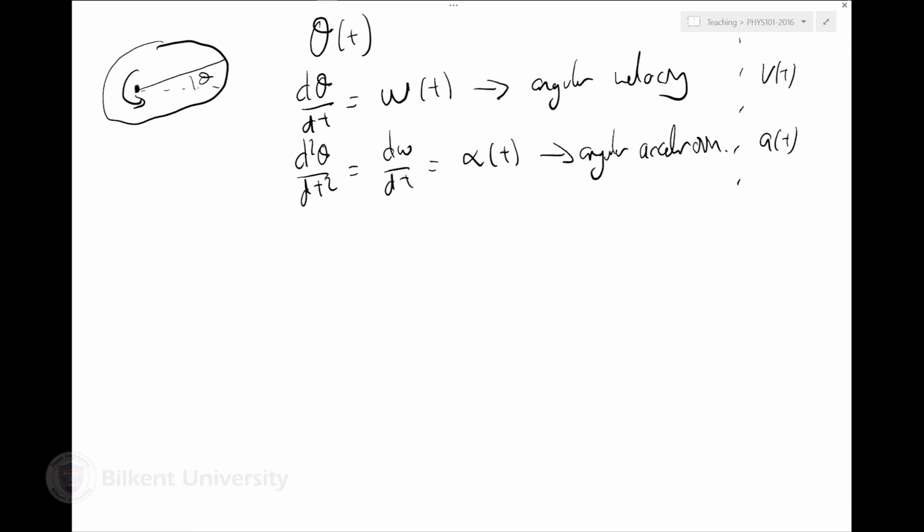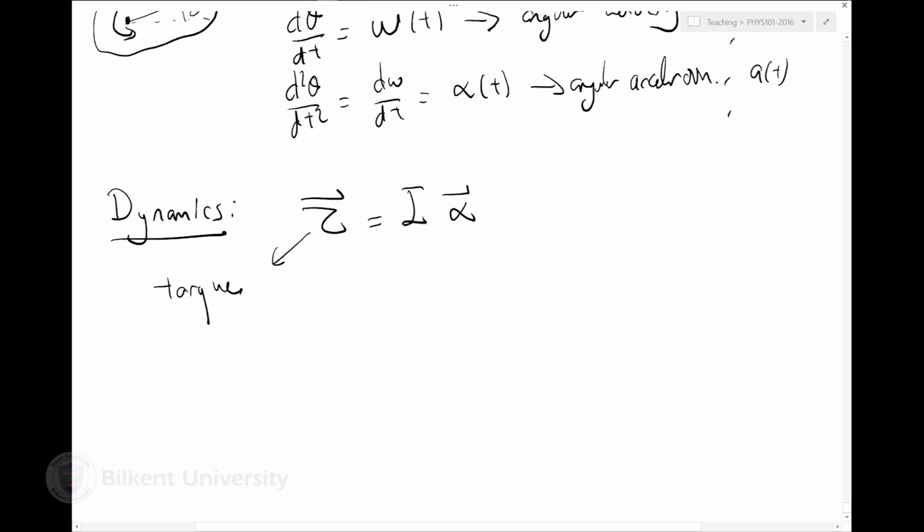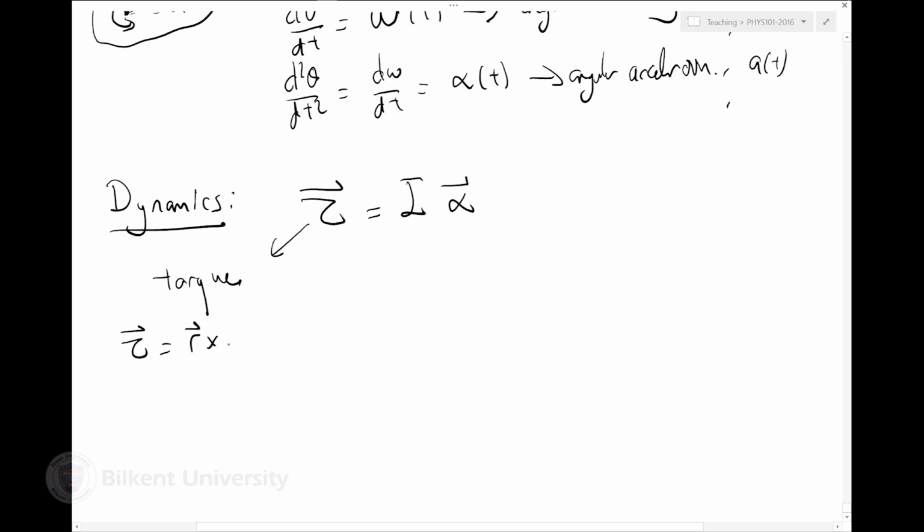Now, how about dynamics? Kinematics was simple, just as we did in 1D motion, we can do it for the rotational quantities. For dynamics, we said instead of force, I'll have torque. Just as F was equal to ma, torque was equal to I times alpha. And how was torque defined? Torque was defined as R cross F, where the distance from the pivot point to the application of the force gave me the R vector, and force gave me the other vector. So R cross F told me how much torque is applied onto the system.